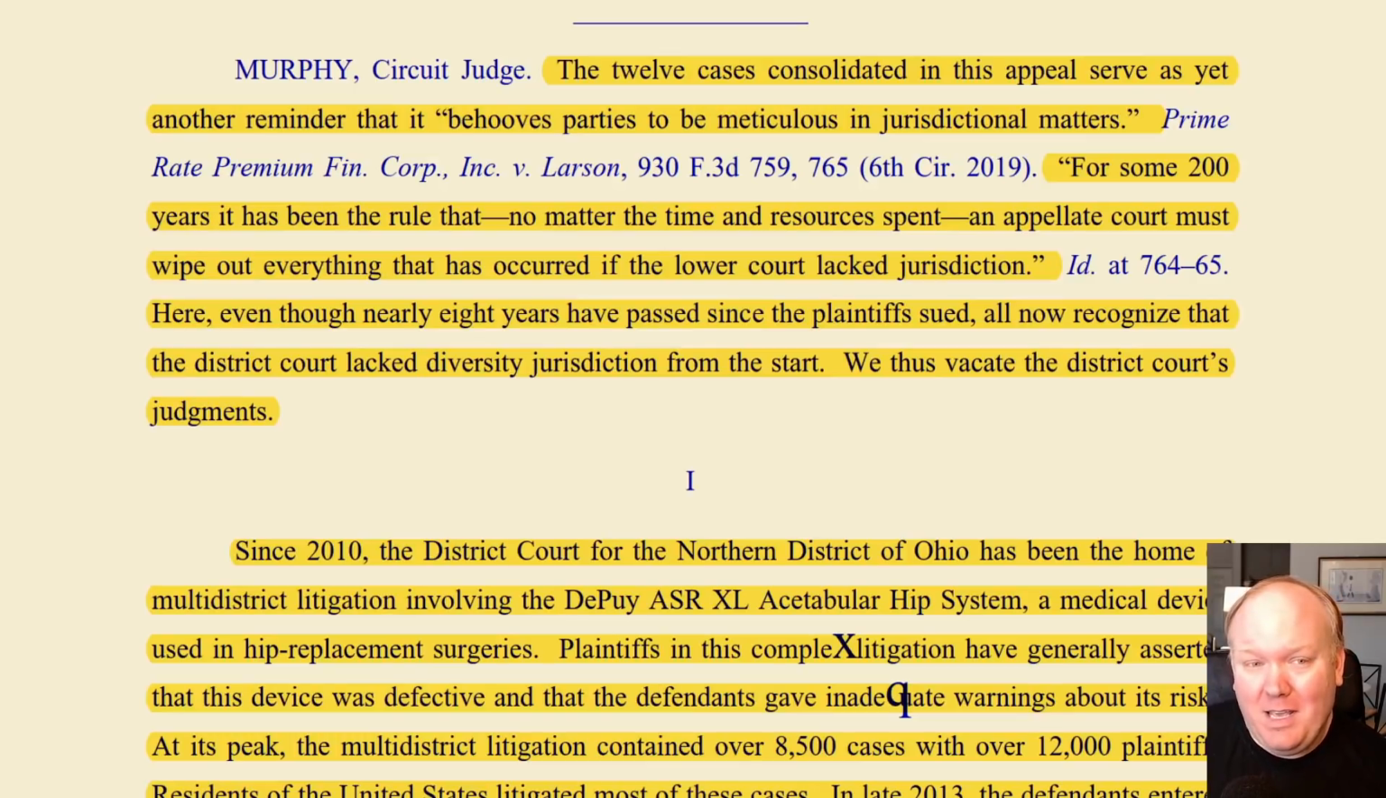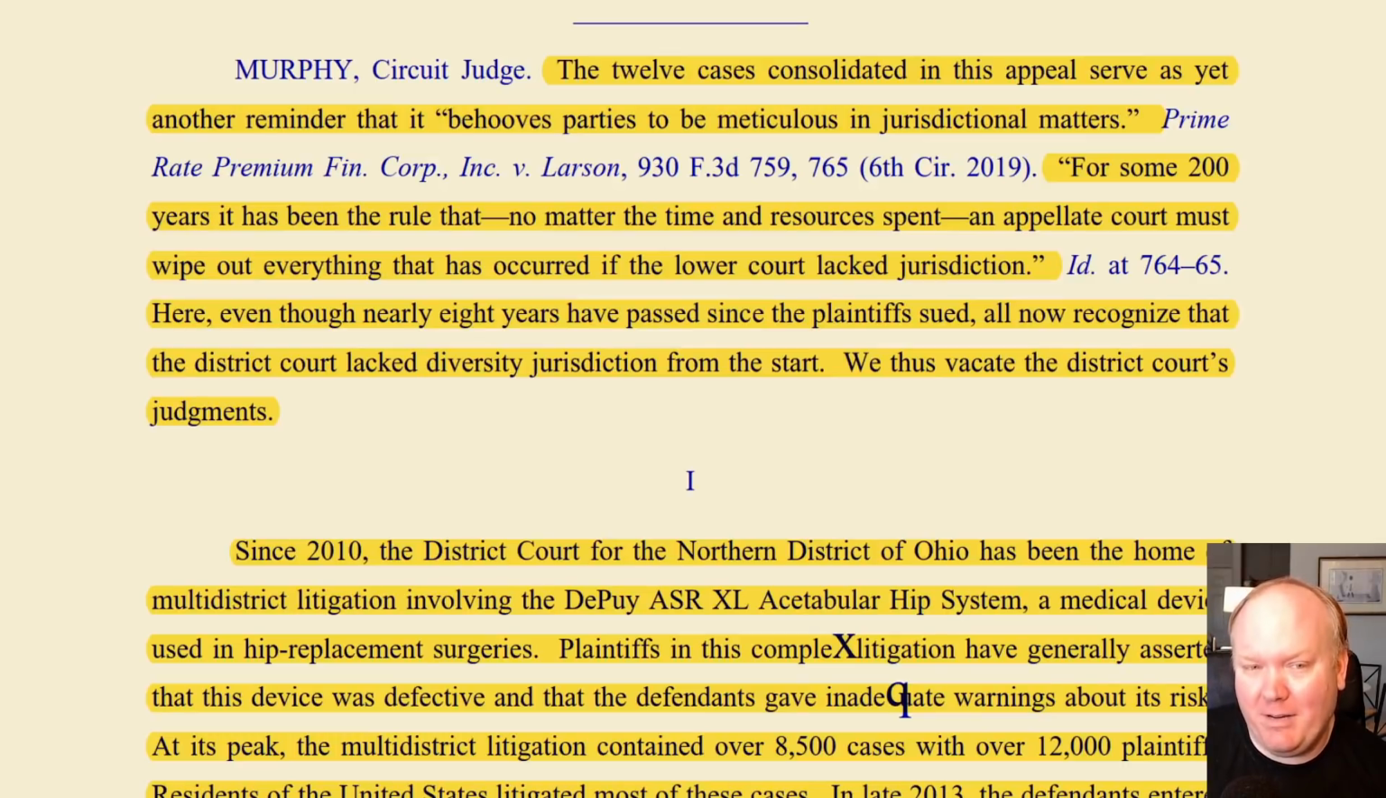"Here, though, even though 8 years have passed since the plaintiff was sued, everyone recognized the district court lacked diversity jurisdiction. We thus vacate the judgments." They never happened. The 8 years doesn't exist. Your 12 cases don't exist. That was a wonderful use of time.